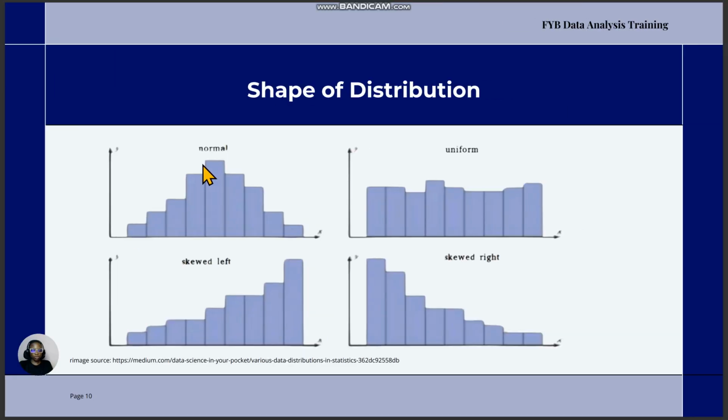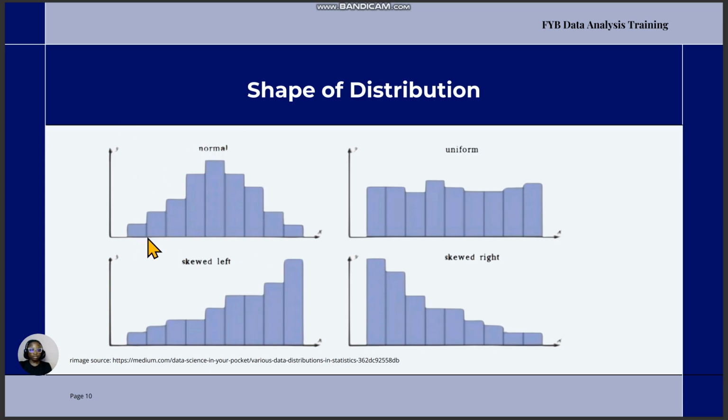Here, this data is normally distributed. You can see that this is a histogram. If you want to show the shape of the distribution of your data, a visualization you can use is a histogram. That's a very good visualization to show that. For a histogram, the y-axis represents frequency, while the x-axis represents the different values in the data. And a normally distributed data looks something like this.